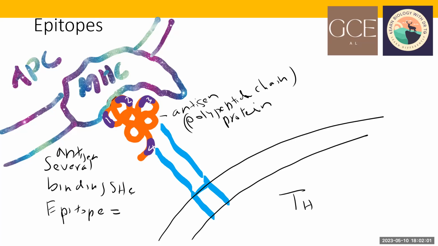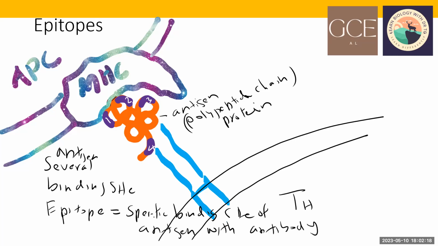So what is an epitope? Specific binding site of antigen with antibody. Because if you look, if you have your resource book in front of you now, there's a choice given: antigen has only one epitope.